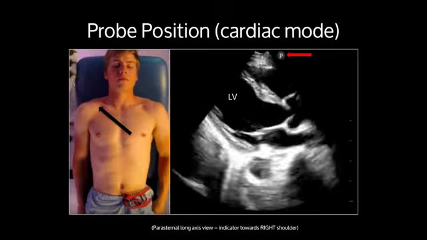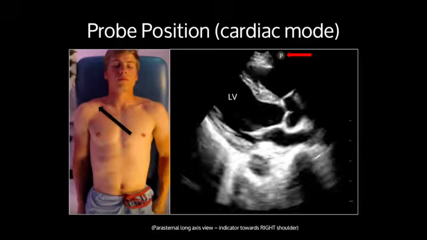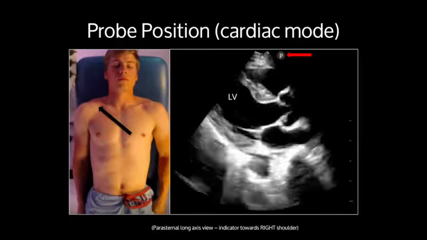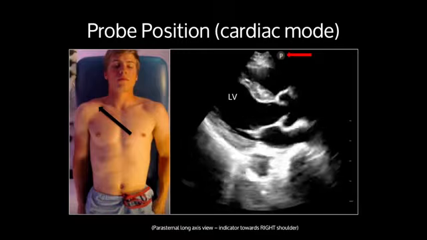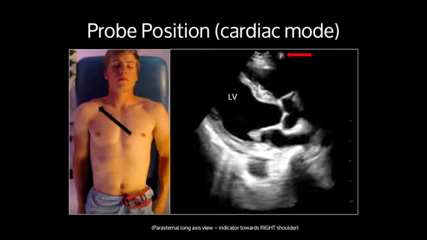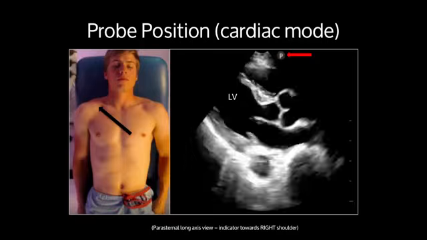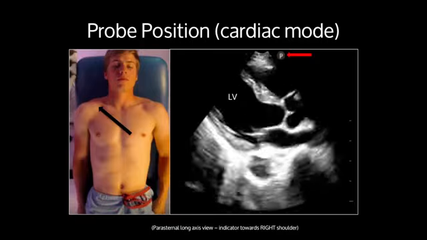This is a parasternal long axis view of the heart. Probe marker is facing to the patient's right shoulder, and we are in cardiac mode because the indicator on the screen is on the right side. Remember that the left ventricle should always be on the left of the screen for parasternal long axis. We will talk about that again.